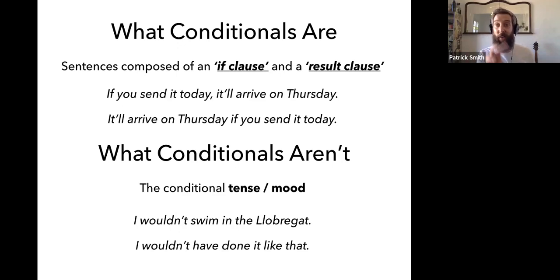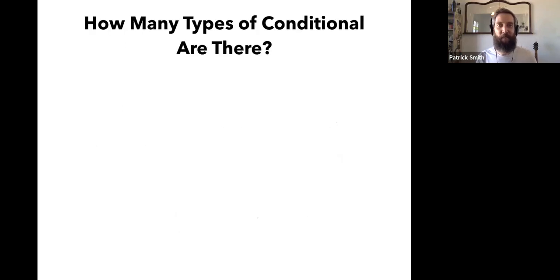Now, you're going to see these constructions, you're going to see a lot of "would have" and all these things inside conditionals, but they're not conditionals themselves. And that's the important point. So good, what conditionals are and what conditionals aren't. Great, let's continue. So how many types of conditional are there?